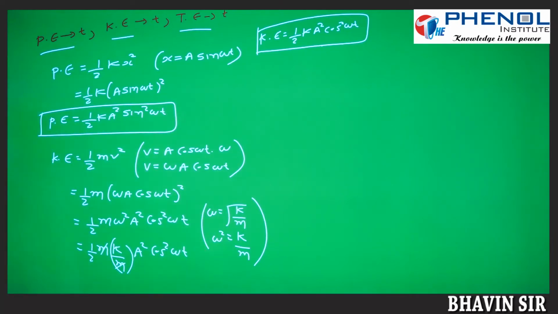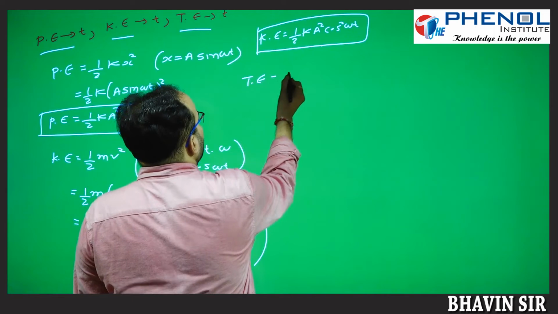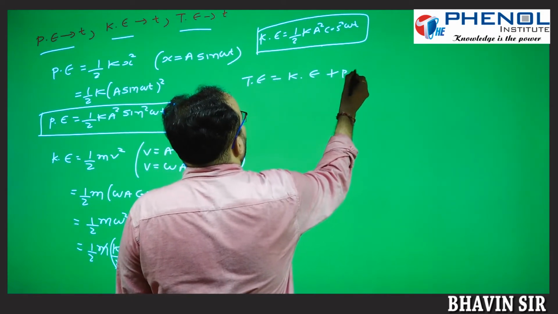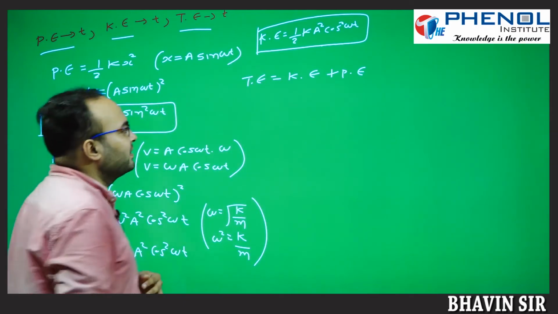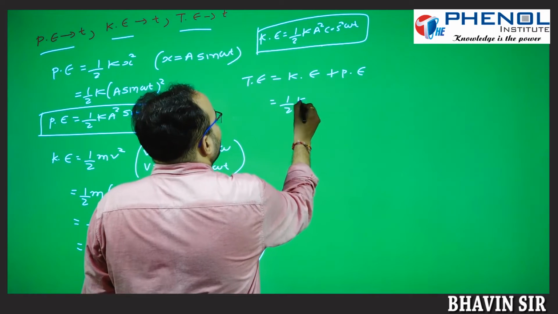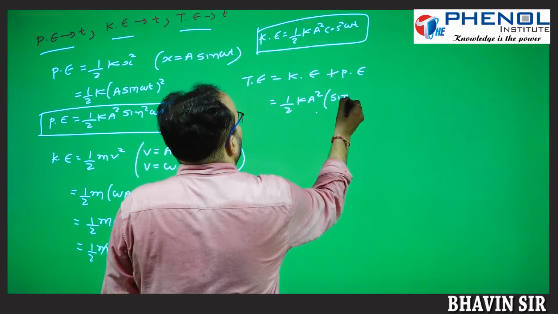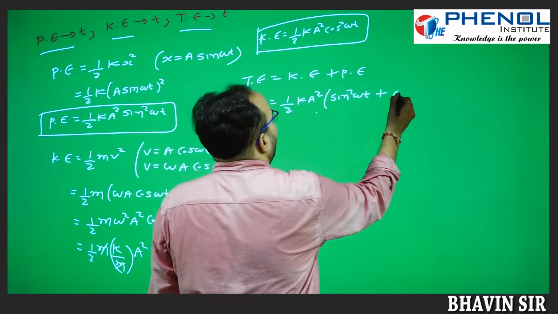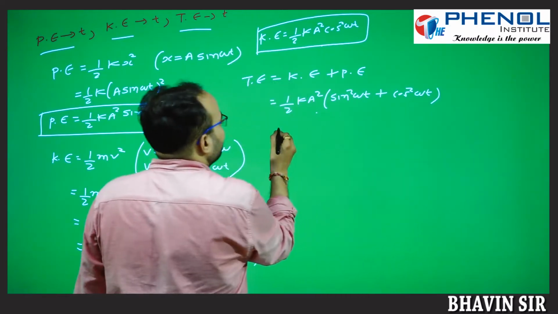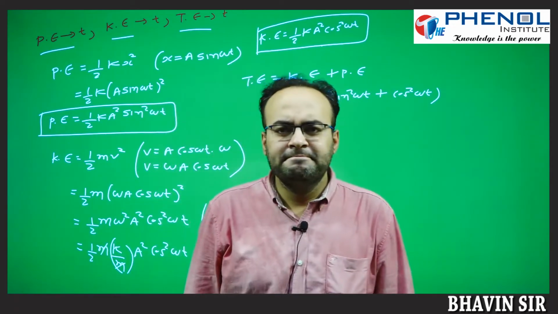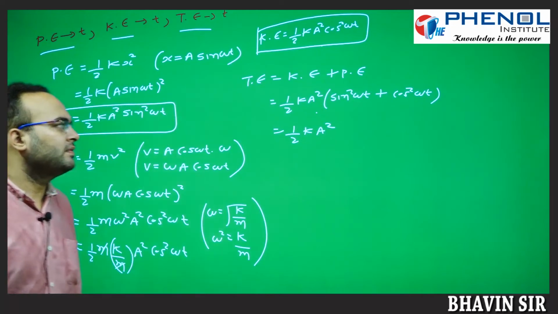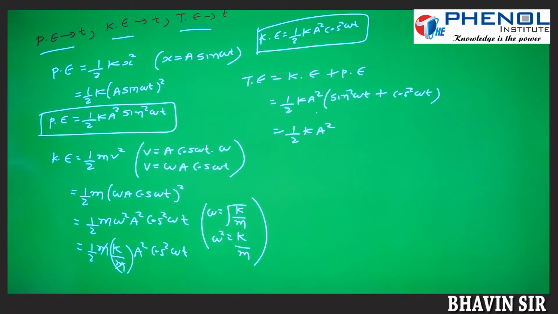Then if we add them, students, we get total energy. What is the total of kinetic plus potential? In both cases, half k A square is common. So sin square omega t plus cos square omega t is equal to 1. So what is the total energy? Half k A square.